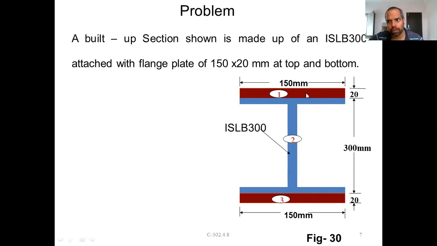These brown color plates, that was shown in brown.